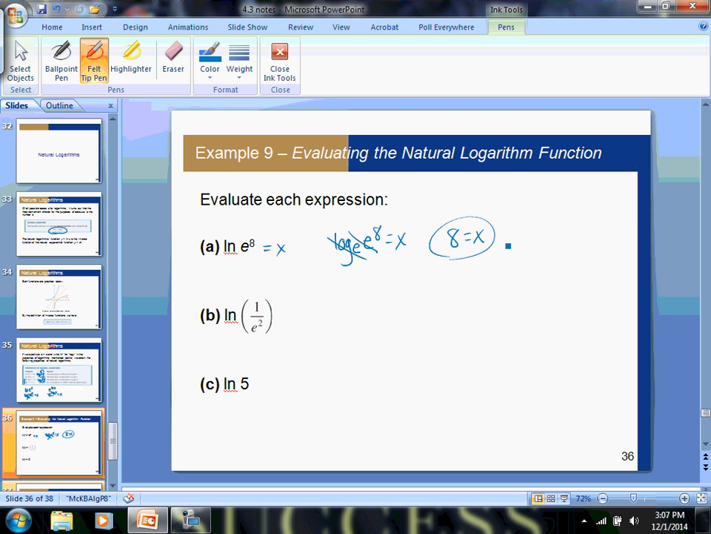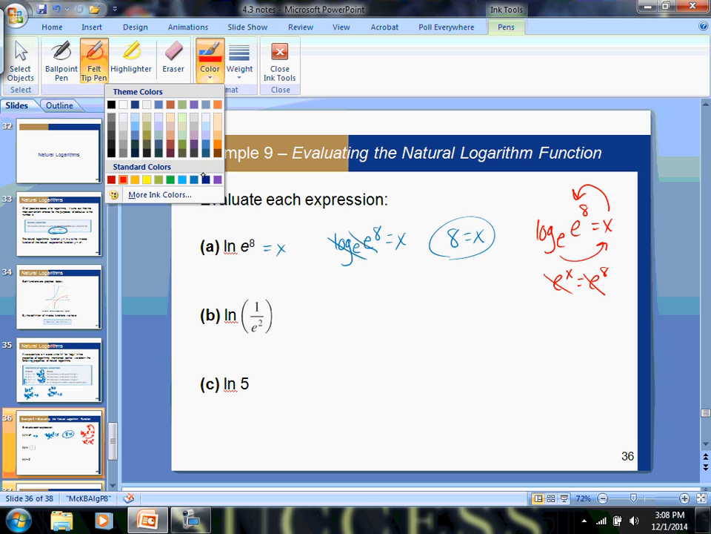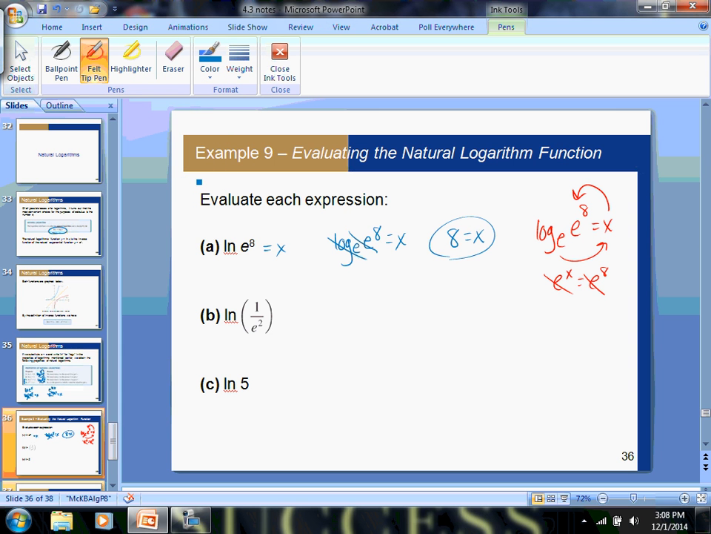If you wanted to think of it like a little circle method, you could. You could do that too. You'd have log base e of e to the 8. So you'd have e to the x equals e to the 8. And then the bases are the same. So x equals 8. So there's a couple different ways that you can think through that property. Or you could just think, hey, when I take the natural log of e, that cancels. So x has to equal 8. So there's 3 different ways to look at part A, and they're all correct.